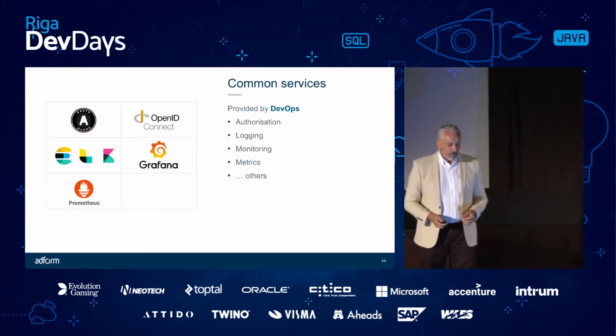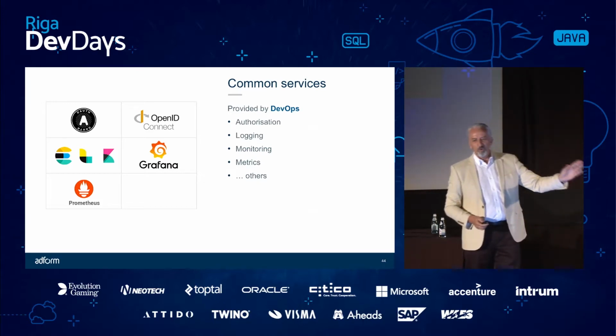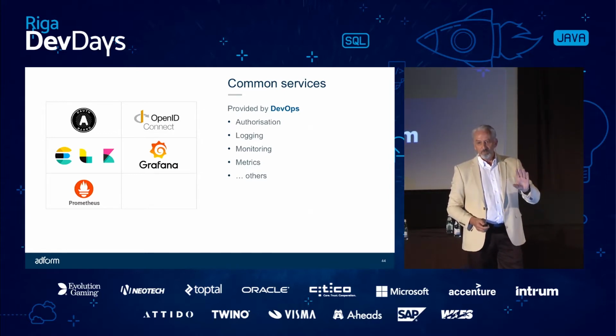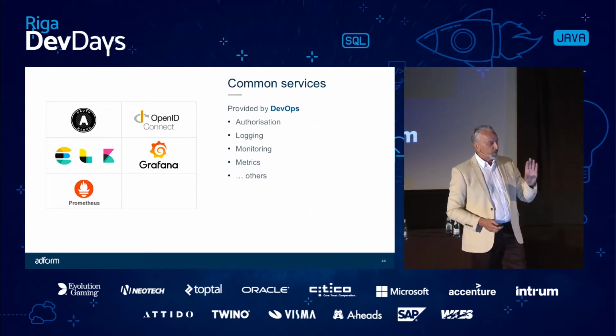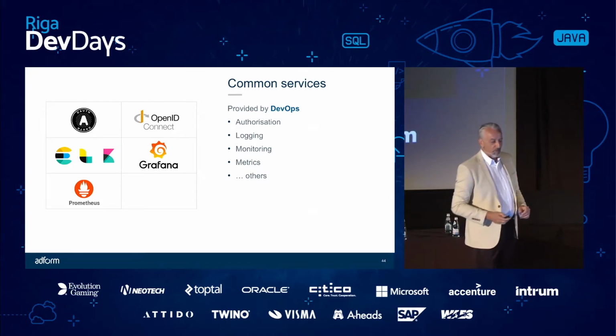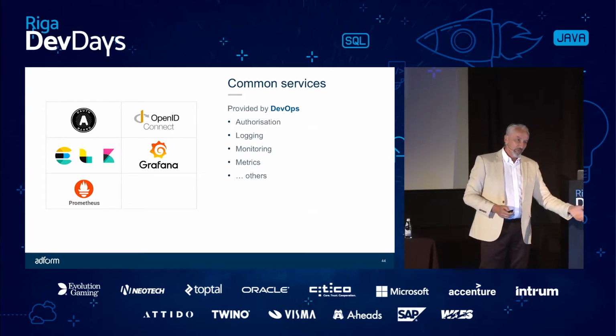Okay, common services. All of this stuff is provided by DevOps. We don't do it anymore. We don't write our own authorization. We don't do our own logging. We don't do our own monitoring. We don't do our own metrics. It's all provided as a service by DevOps, who do it better than us, because that's what they do.